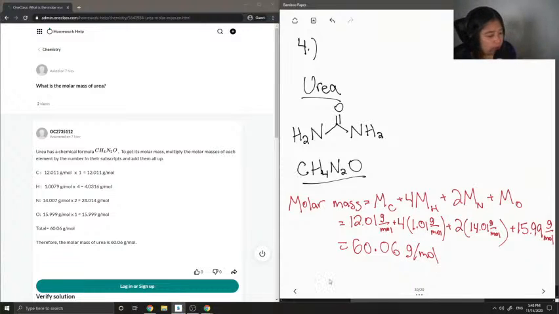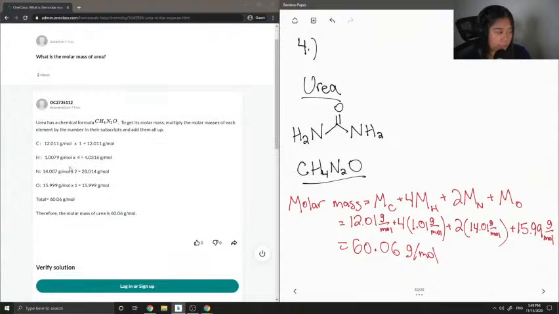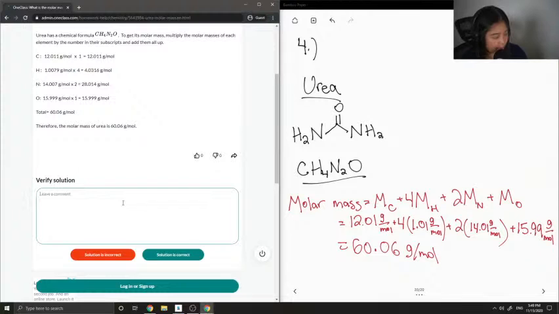Okay, so let's see what the junior tutor said. Urea has a chemical formula CH4N2O. To get its molar mass, multiply the molar masses of each element by the number in their subscripts and add them all up. Carbon 12.01, hydrogen 4.03, nitrogen 28, oxygen 15.99, and they got a total of 60.06. So I can verify that this solution is correct.